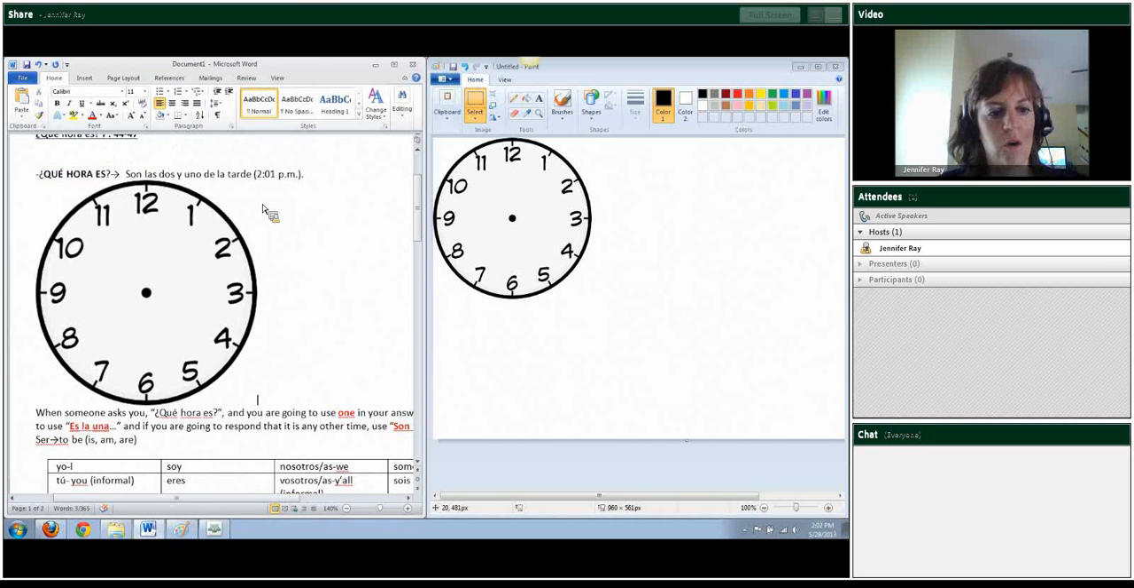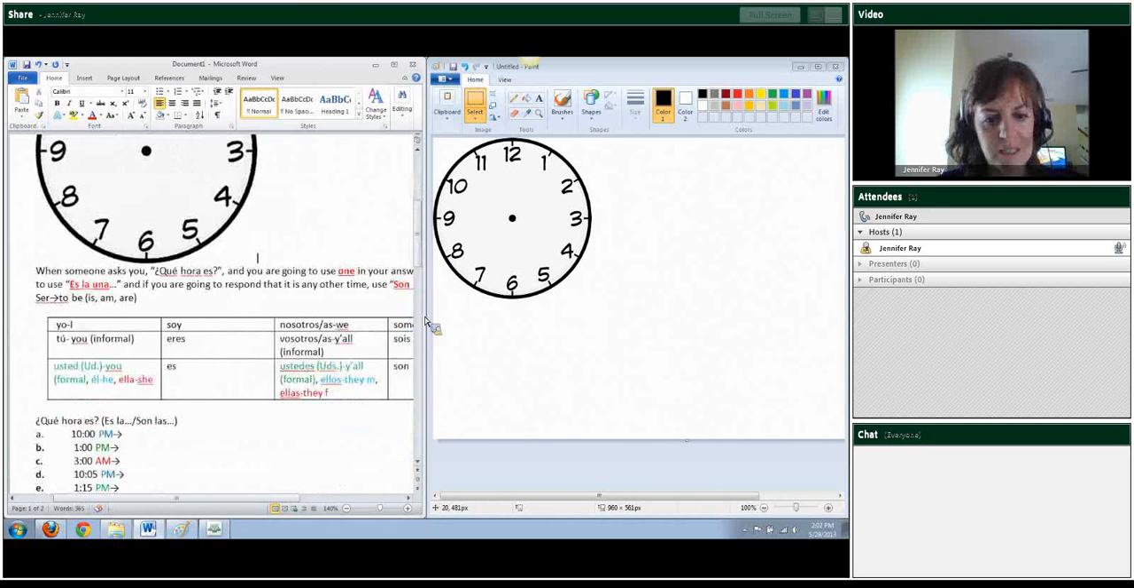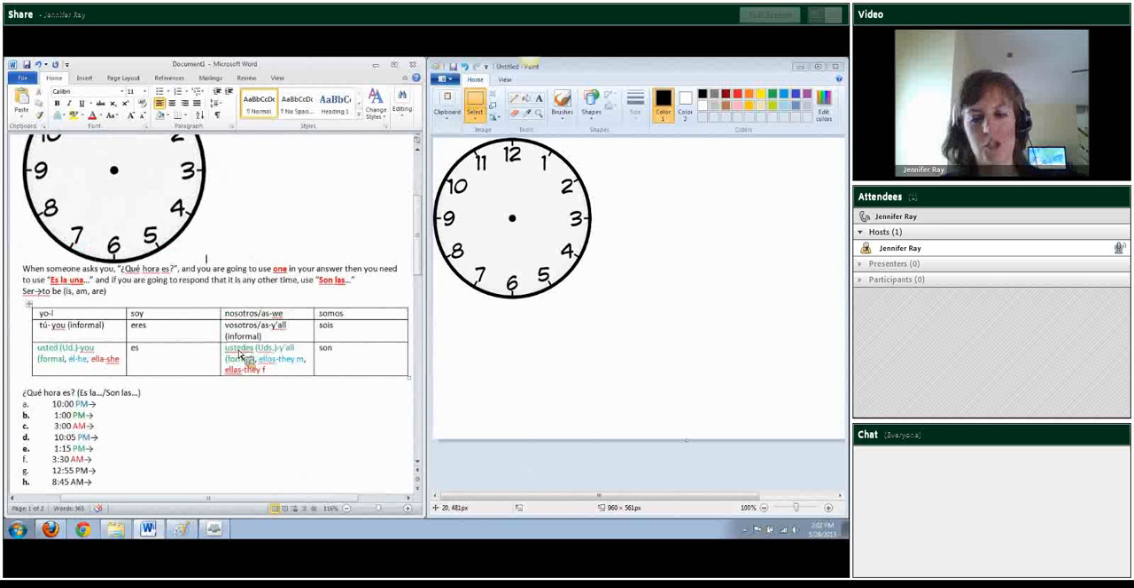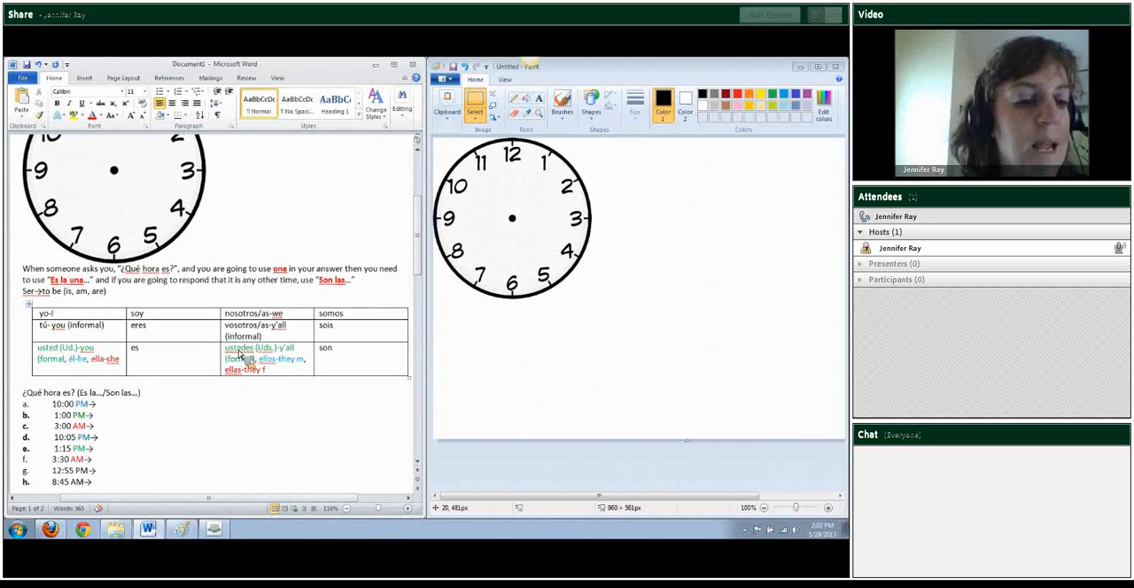Okay, so to explain that just a little bit further, when you tell time in English, you say it is 1 o'clock, it is 2 o'clock, etc. And the verb that we know up to this point that means it is, or that is, am or are, is ser. And so you're going to use ser every time when you're telling the time.